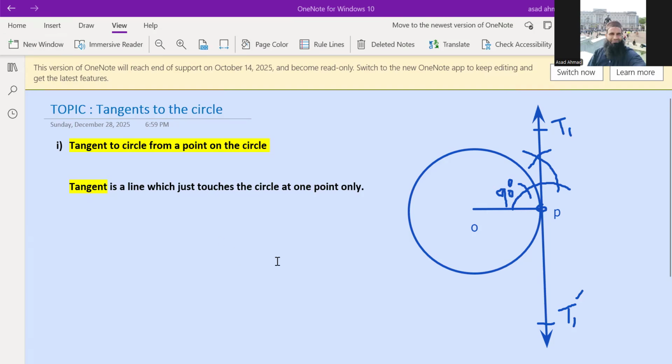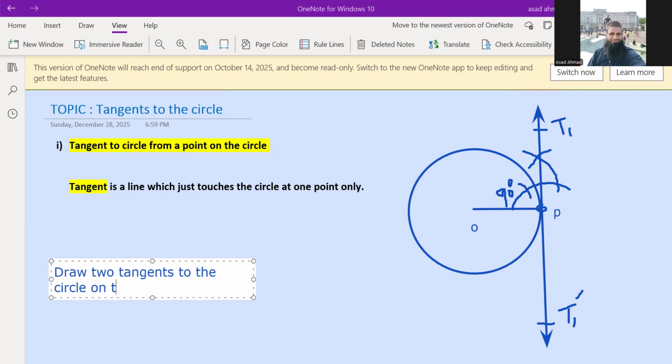If we are asked to draw two tangents to a circle, then how to draw it? Let's suppose I change the topic as well. Just let me write it at this place. Then draw tangents to the circle on the end points of the diameter. Endpoints of the diameter.